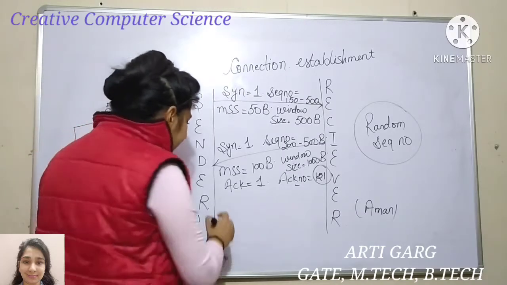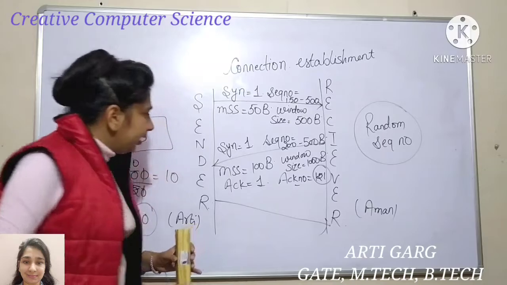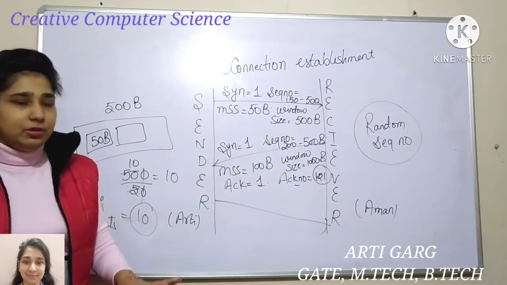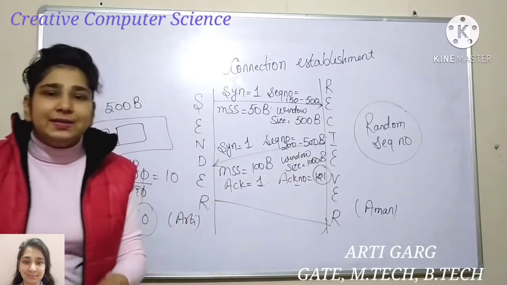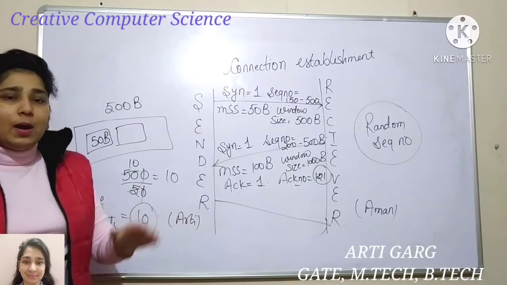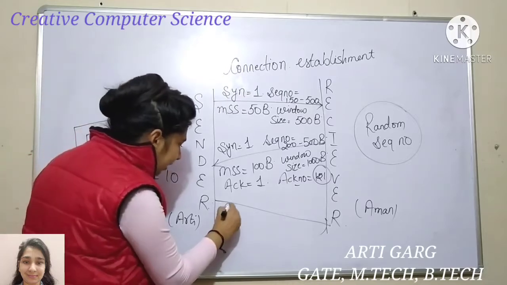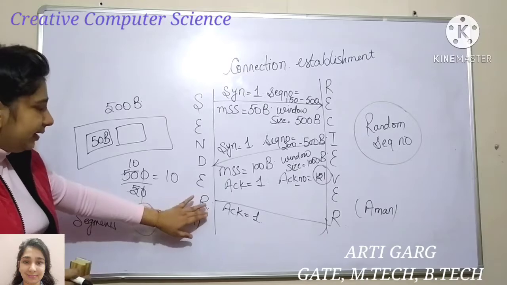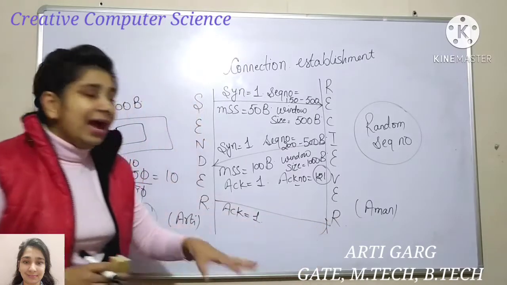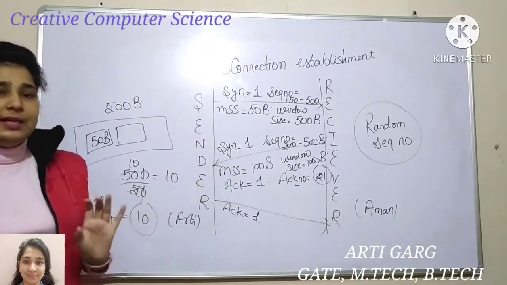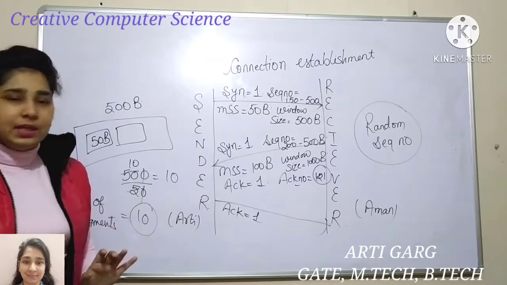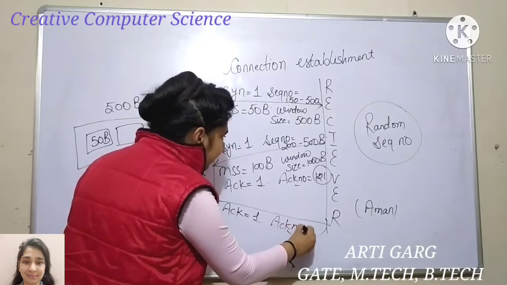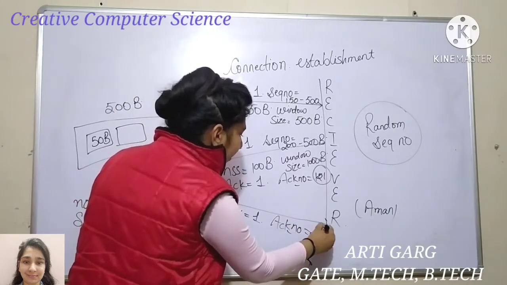Okay. Next, what will it say? It will say both machines have now exchanged their information. Now what will the sender say? The sender will say acknowledgement equal to 1. The sender is saying to the receiver now, I have received your TCP header. I have received it. And now the acknowledgement number I expect from you is 201.